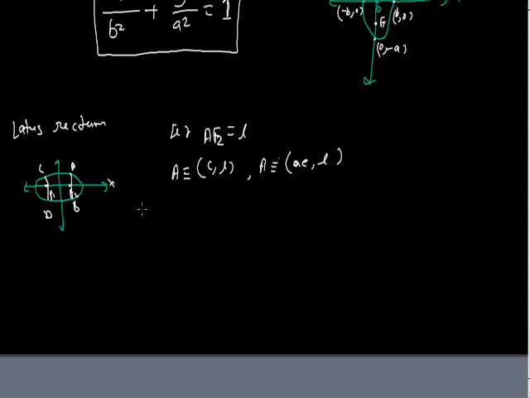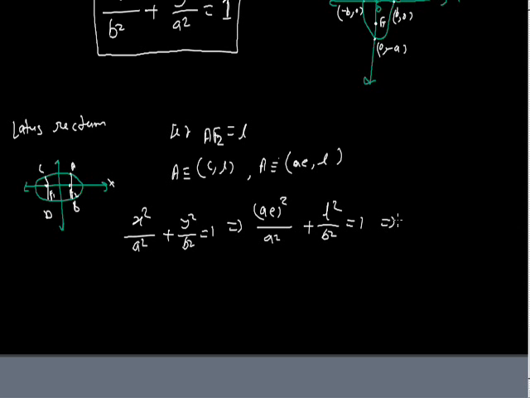Here point A lies on the ellipse, so we can say x square upon a square plus y square upon b square is equal to 1. So here we can put this point on the ellipse: a square e square upon a square plus L square upon b square is equal to 1. Further it reduces to L square equal to b square times (1 minus e square). Now we know that e square is equal to c square upon a square, which is equal to (a square minus b square) upon a square, because c is equal to the square root of a square minus b square.